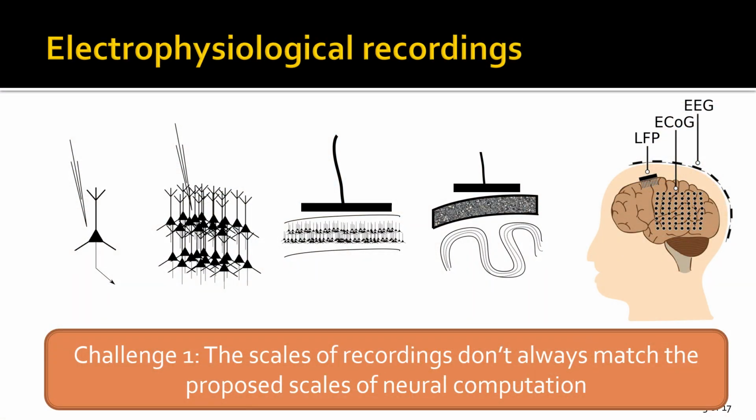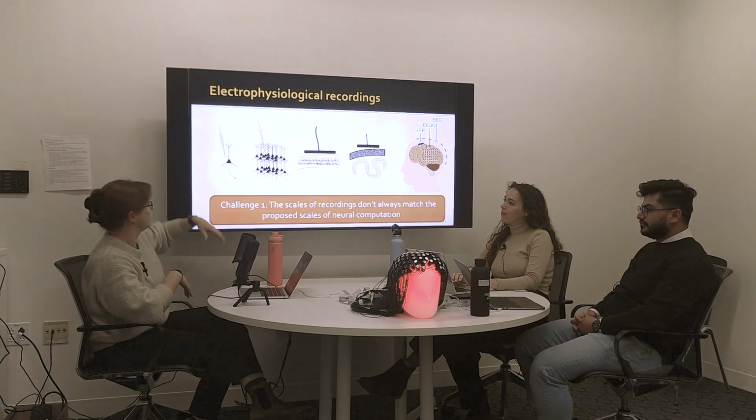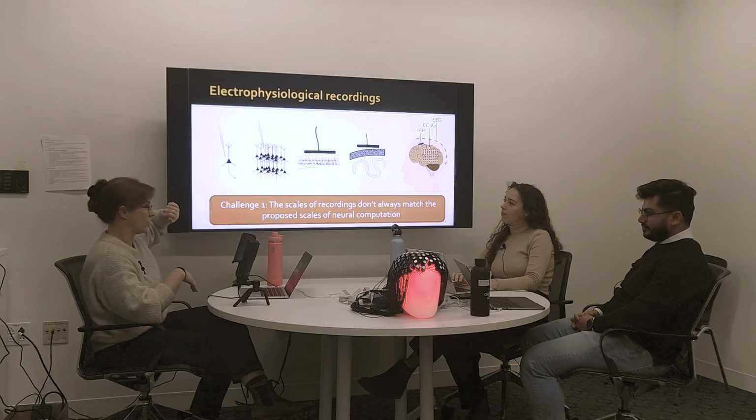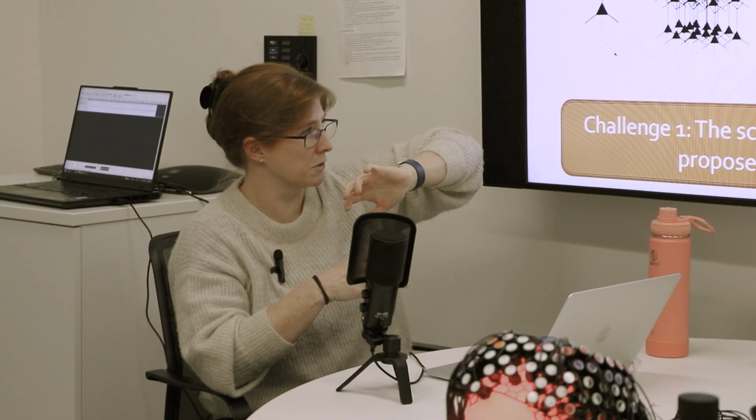Okay. So first of all, we have some challenges. The scales of recording don't always match the scales of computation. We're often imagining that it's networks of neurons that are doing things, but if you're recording from one neuron, you only see a part of it. Or even if you're recording from lots of neurons, you're probably not recording from the whole network, although that's starting to change, and that's getting very exciting.